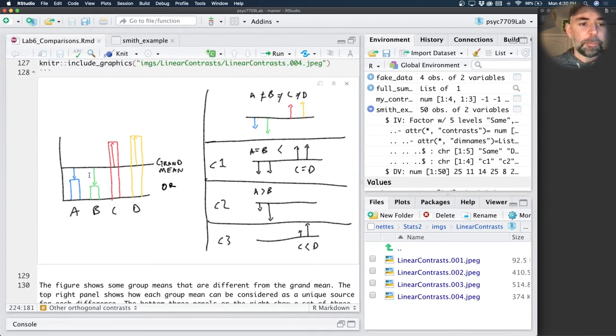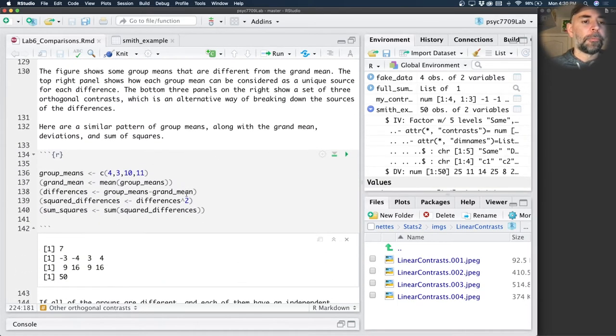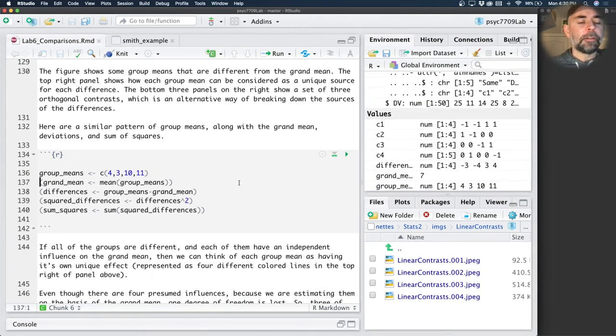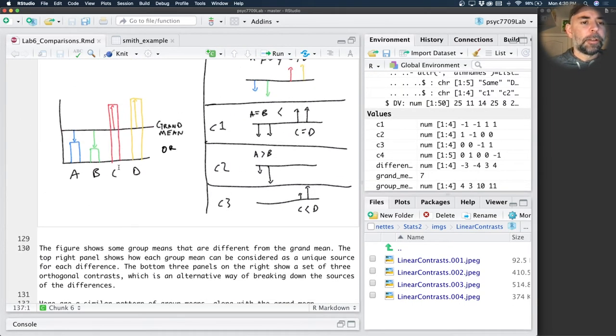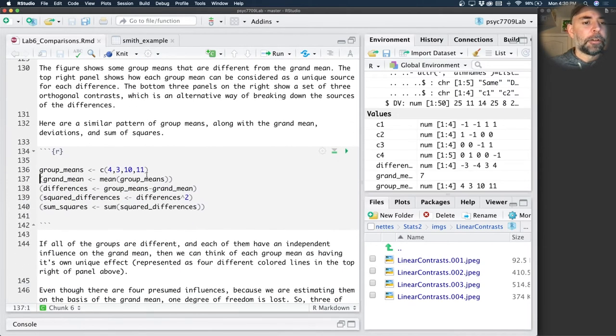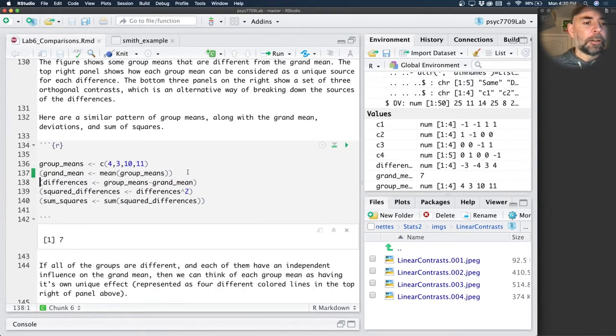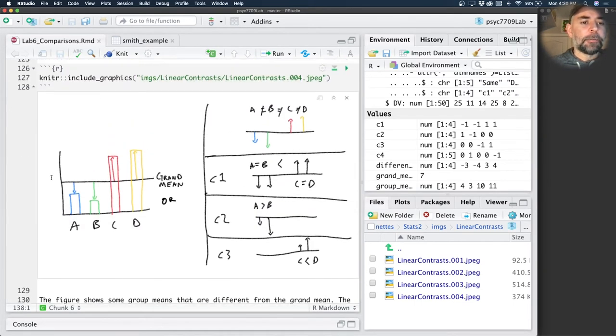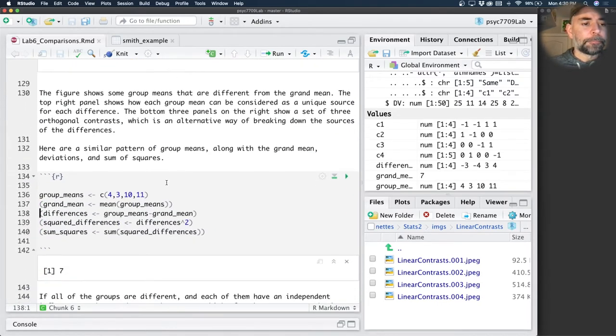Okay, so let's get on with it. We're going to try to explain these four means from the perspective of the grand mean, and we're going to do it using this strategy right here. We'll do that first, then we'll do it using this other strategy. So let's get going. We've got our group means, and I just chose 4, 3, 10, and 11, representing that basic pattern. All right, so what's the mean of that? Well, a 7. So if we were to think of this bar as having a 7, it's right in the middle of all those numbers.